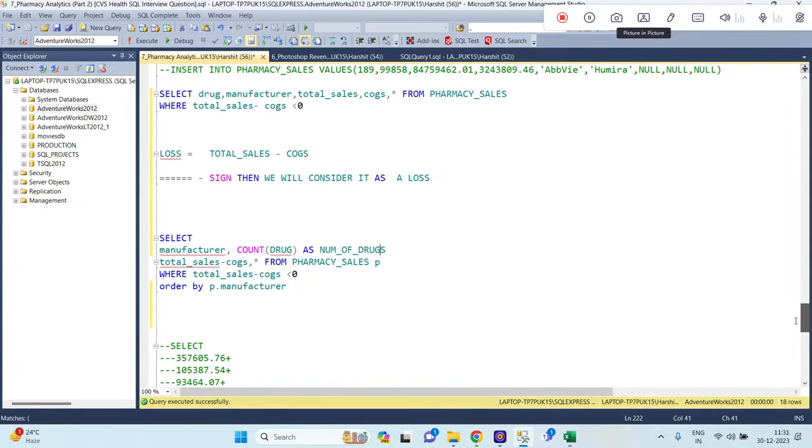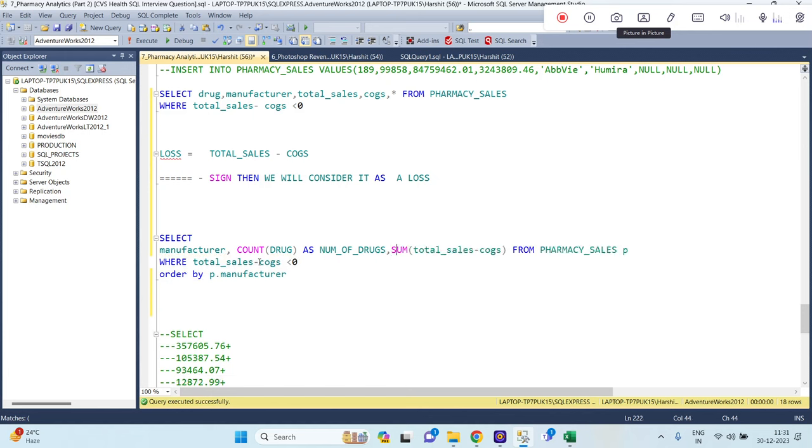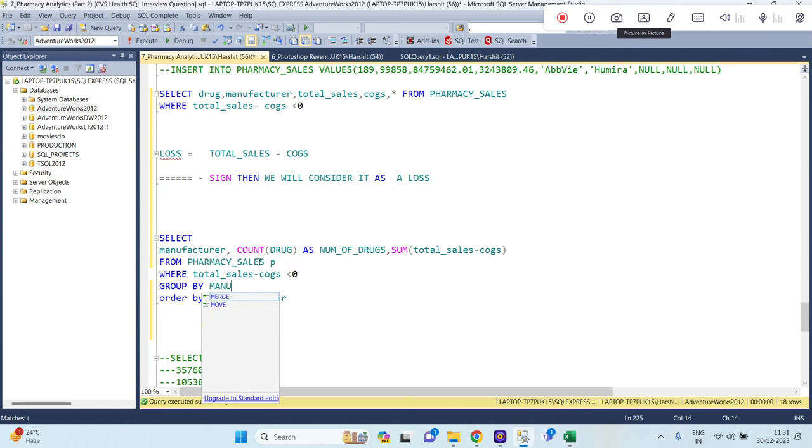So here we need to do total losses, meaning this one, into absolute value. So let me, if I consider this one, then I have to do group by, right? Group by manufacturer. Now let me execute this query.